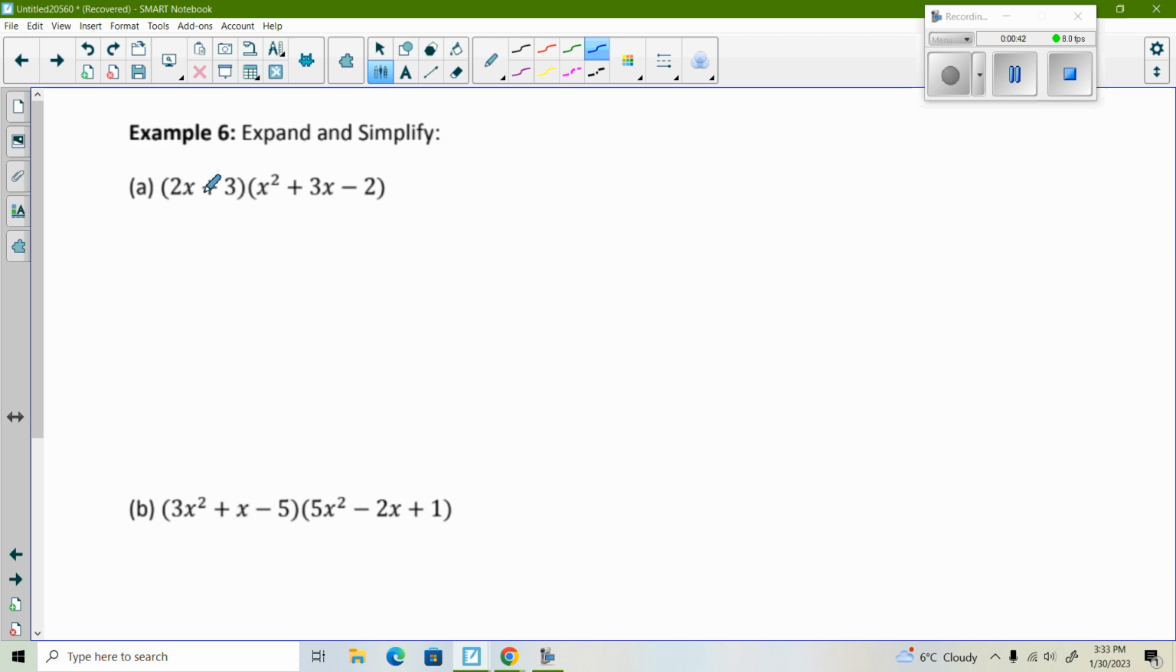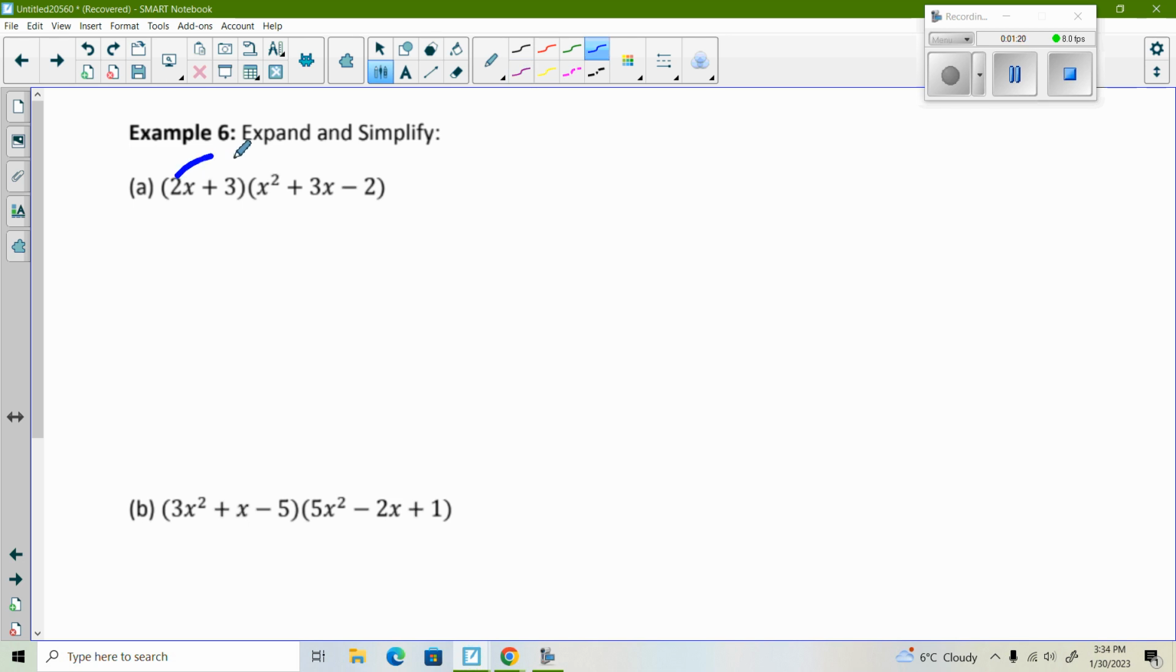So we have 2x plus 3, a binomial, times a 3-unit polynomial, so we have a trinomial. In order to solve this, we're just going to use the same method and the same strategies that we did for FOIL, but we're going to take this first term and multiply it through every individual unit in the second bracket, and then we're going to take the second term and multiply it through every individual term in the second bracket. Okay, so it's the same thing, only we have 3 terms in the second bracket instead of 2. Okay, so let's do it.